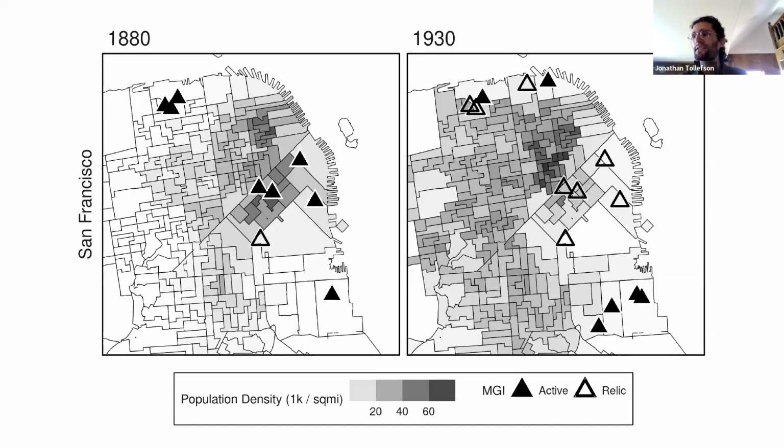San Francisco is pretty representative here. We start to see this gradual shift in energy production away from downtown towards the industrial periphery throughout this 50-year period. And this is happening at the same time as this huge wave of urbanization and population growth. So industry and population are in motion. But what does this mean for the stratification of environmental risk? Who's living next to these major sources of environmental harm, and how does this change over time?